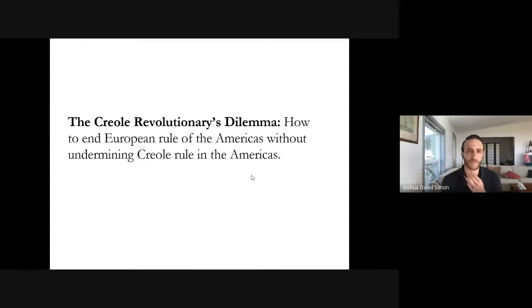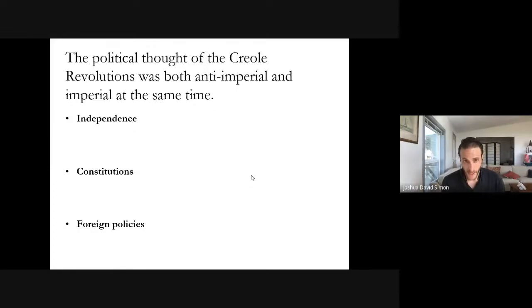First, I'm going to elaborate a little bit on what exactly the ideologies of the American independence movements had in common. So, if you accept my characterization of the contradictory position imposed upon Creoles by the institutions of European imperialism, what follows regarding the ideology of the Creole revolutions? I argue that the political thought of the American independence movements was also contradictory. It was both anti-imperial and imperial at the same time.